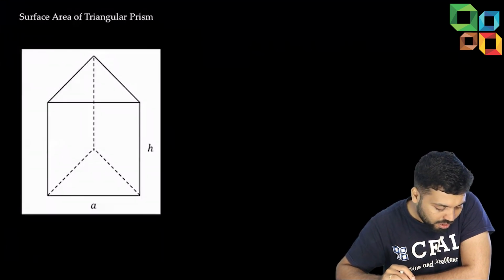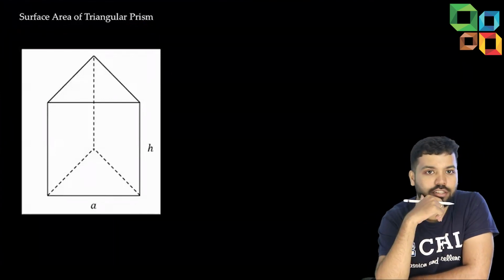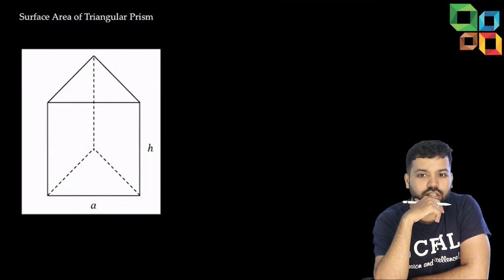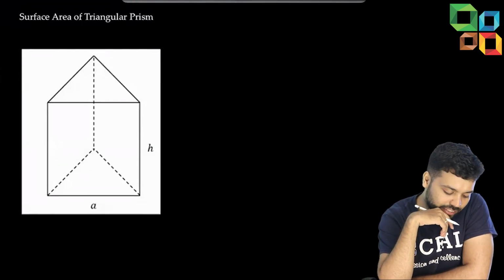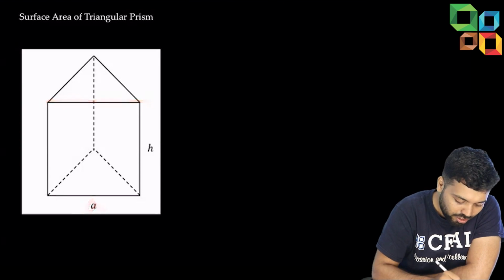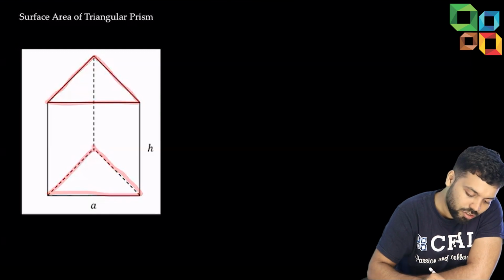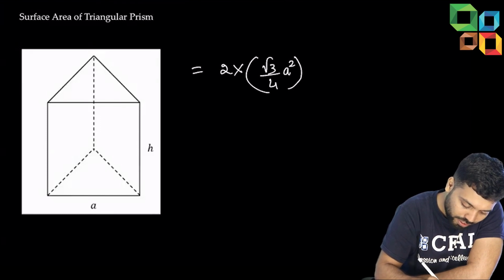Surface area of a triangular prism. What could be surface area of a triangular prism? Yeah, very good. All that we have is, let's assume that this is an equilateral triangle because only one side is given here. So I'll assume that this is an equilateral triangle here. So we have 2 triangles. So area of those 2 triangles will be 2 times root 3 by 4 a square.